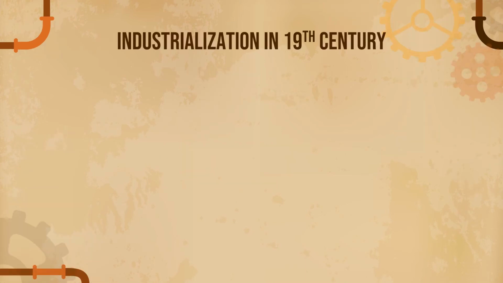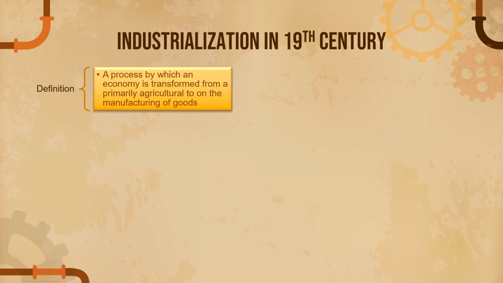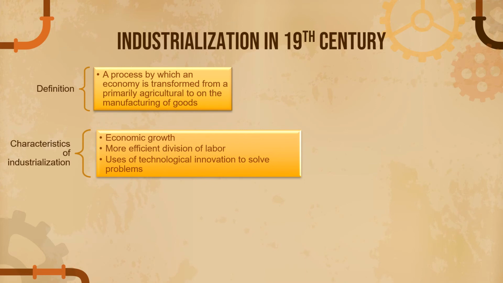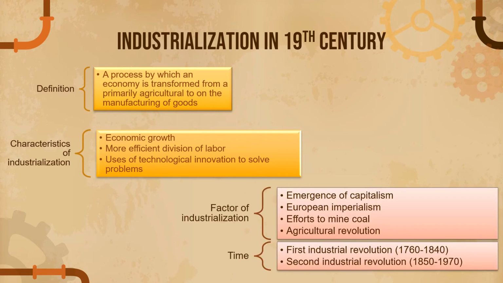As we are done with the technology in the 19th century, now we are going to understand the industrialization in the 19th century. Industrialization is a process by which an economy is transformed from a primarily agricultural one to one based on the manufacturing of goods. The characteristics of industrialization are economic growth, more efficient division of labor, and use of technological innovation to solve problems.